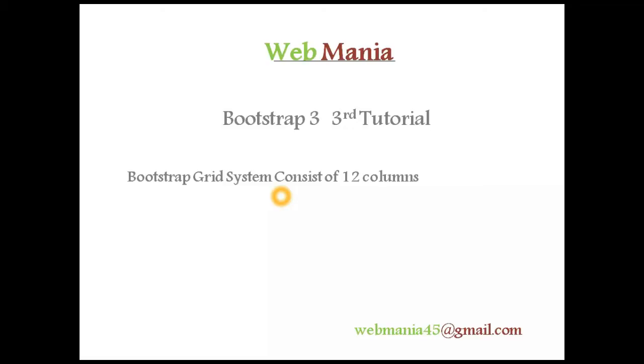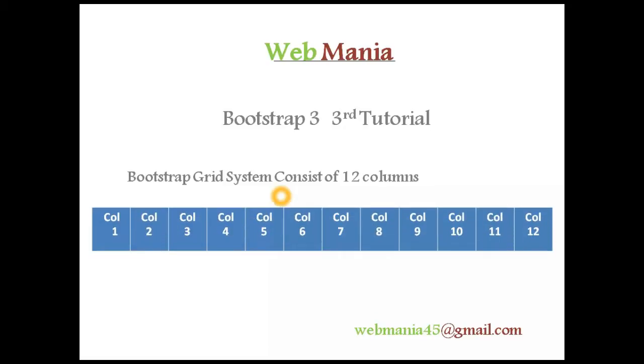Bootstrap grid system consists of 12 columns. Here you can see column 1, column 2, and so on up to column 12. Basically it means that our Bootstrap page consists of 12 segments. It is based on 12 columns, and these are the columns: column 1, column 2, and so on up to column 12. You can create any page layout by using this grid system.